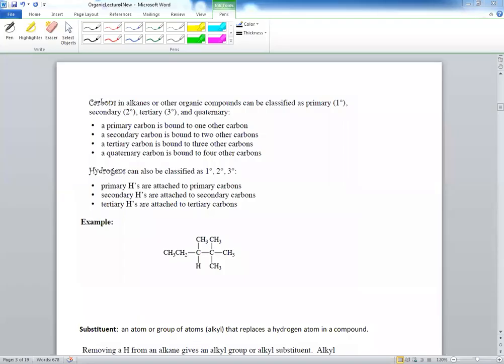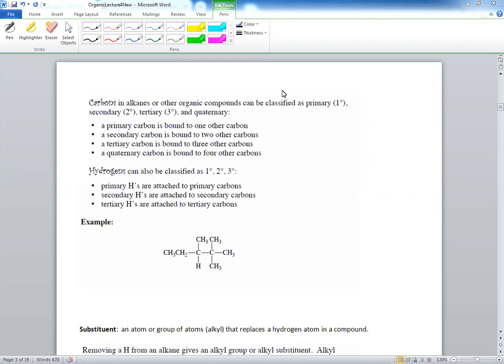So there are 4 possible types of carbon in a chemical compound. And I say possible because they may not all be present in the same compound. You might have a primary, a secondary only. You might have a primary, a secondary, a tertiary. You might have all 4.